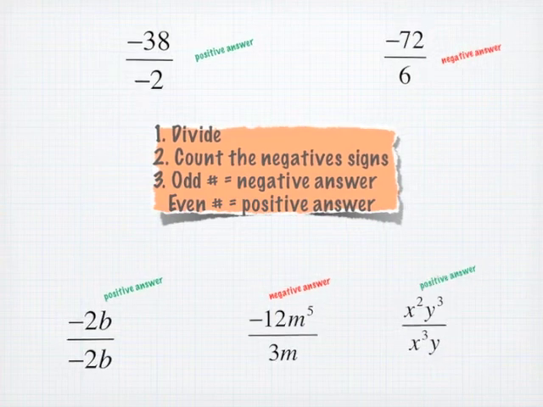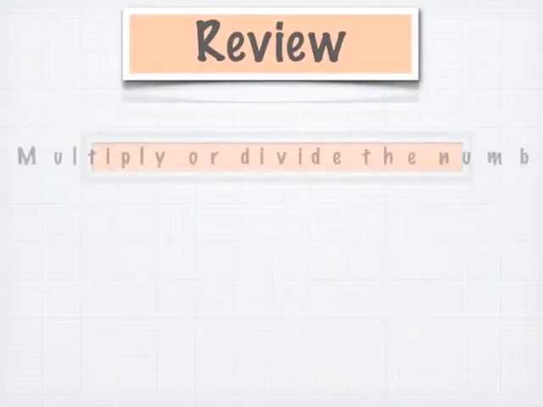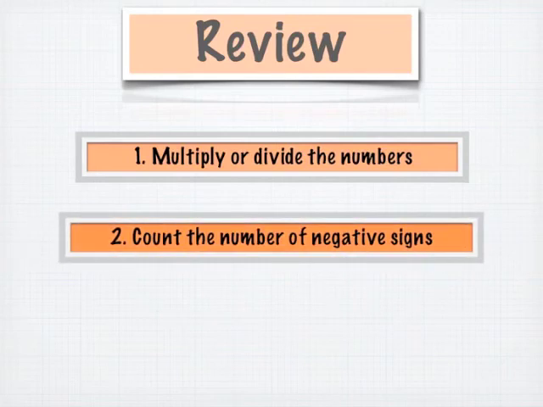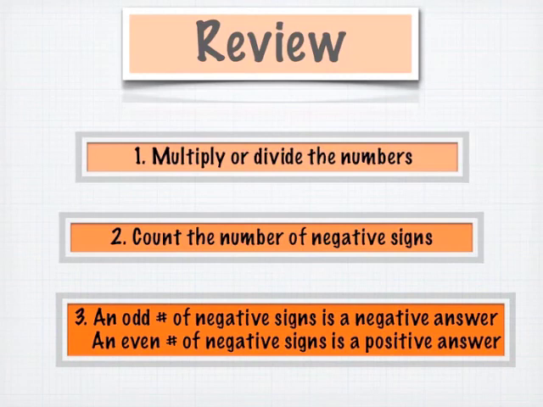So how did you do? Let's repeat the steps together. Multiply or divide the numbers. Count the number of negative signs. An odd number of negative signs is a negative answer. An even number of negative signs is a positive answer. That's it. Are you beginning to unravel the way pre-algebra works?